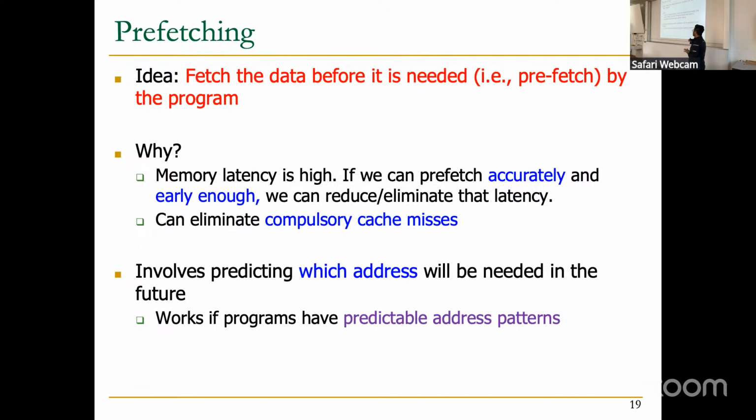And it really works well if your program has a predictable address pattern. Let's say you're iterating through an array, right? That generates a very regular memory access stream. In such cases, it would work really well because it can anticipate well before the program actually demands it. But in many other cases, it can also fail gloriously if you don't predict it correctly.